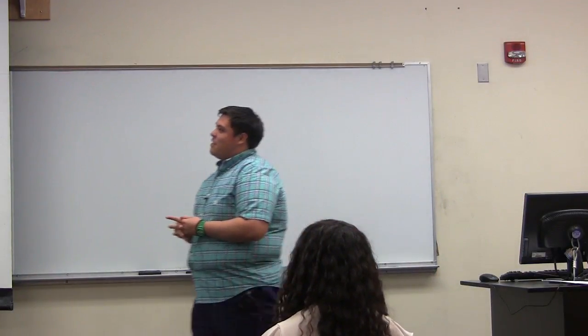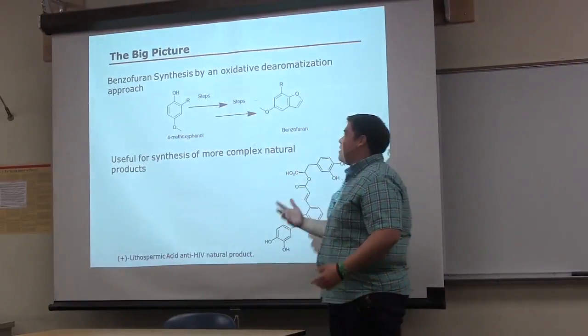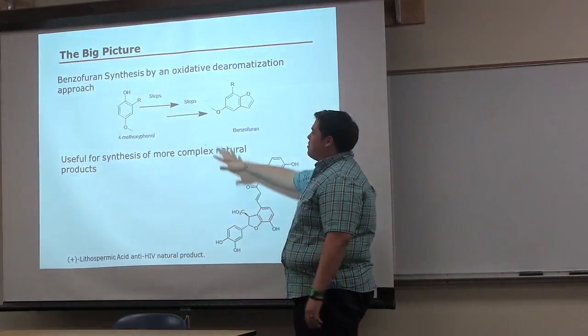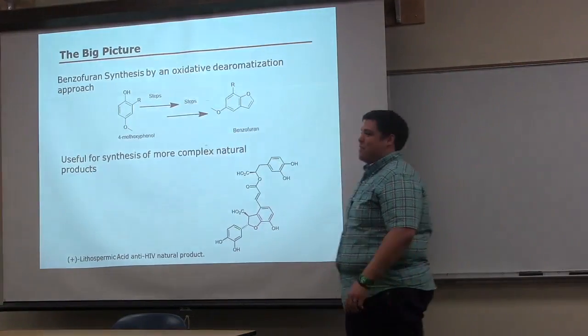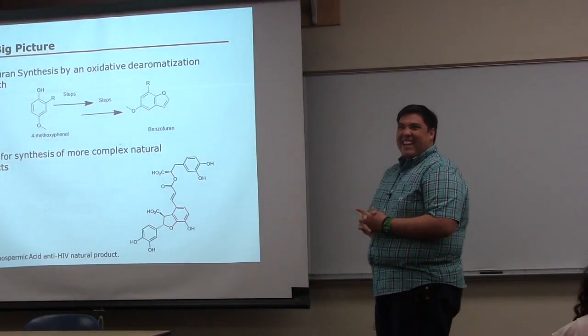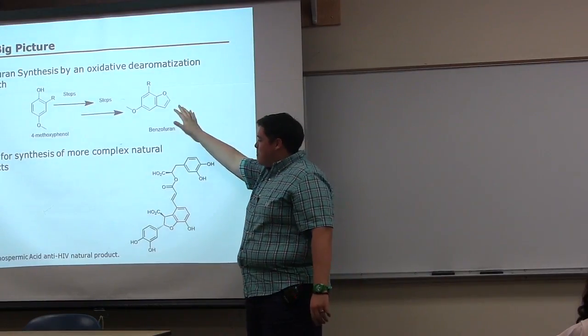So as you remember, this is the big picture, guys. We start with a phenol ring, and we oxidize it. We basically remove the hydrogen from this ring, and then we create a benzofuran. As you see, I didn't put any of that stuff because he doesn't want anyone to know about that.